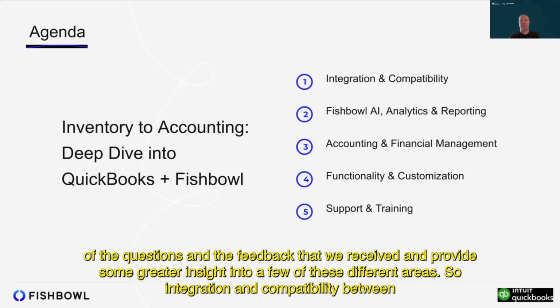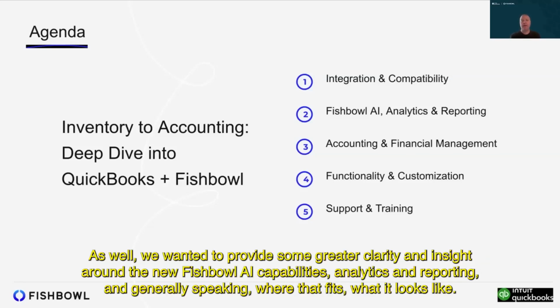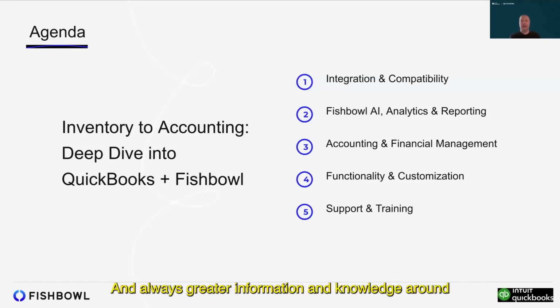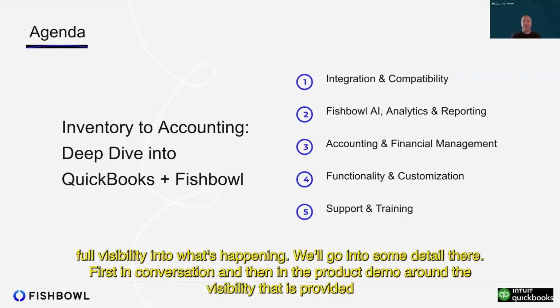So integration and compatibility between not just QuickBooks and Fishbowl, but also some of the other tools and systems that your clients may be exposed to, like Shopify or Amazon or different tools of that nature as well. We wanted to provide some greater clarity and insight around the new Fishbowl AI capabilities, analytics, and reporting, and generally speaking, where that fits, what it looks like, and always greater information and knowledge around how the accounting and financial management work between Fishbowl and QuickBooks. And so you have full visibility into what's happening.